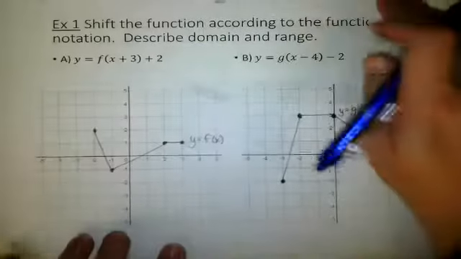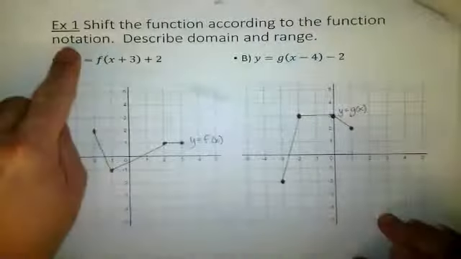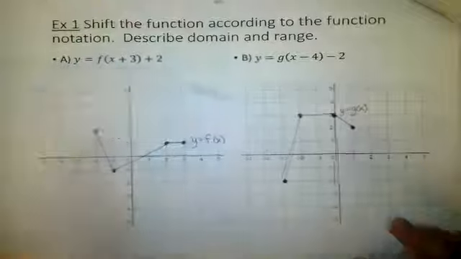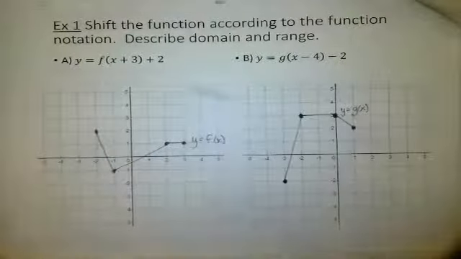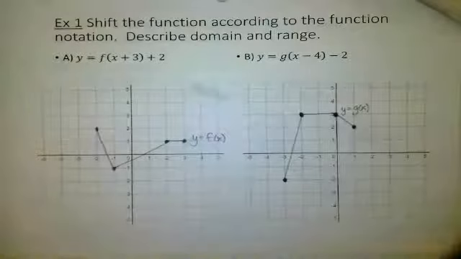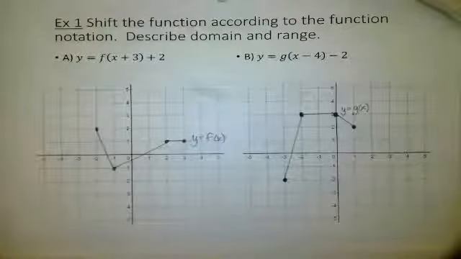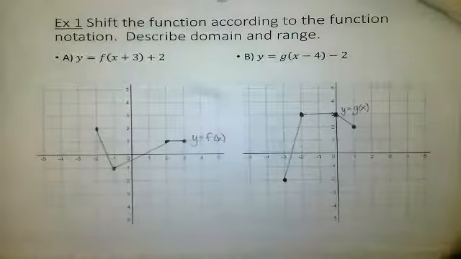So example 1, we're going to shift the function according to the function notation. This is function notation. We're going to also describe the domain and range. So I'm going to give you a minute to copy these down. I will pause my video.